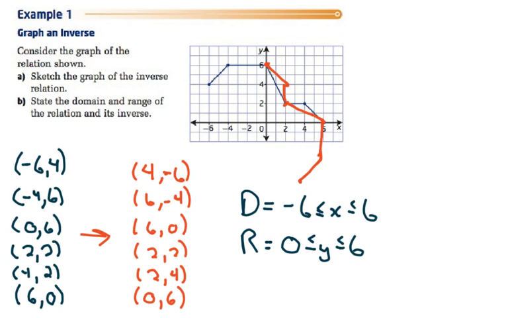With the inverse function, the domain is not the same because the inverse function only goes from 0 to 6 on the x-axis. The range is also not the same, but this function goes from negative 6 to 6 on the y-axis.